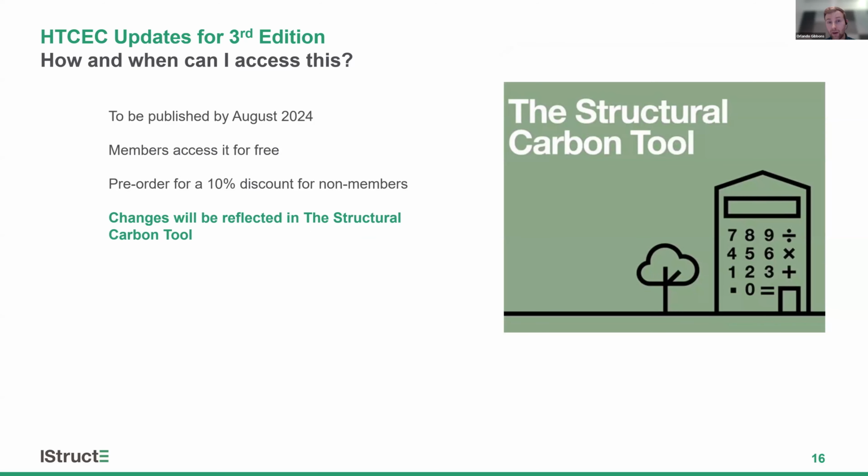So how and when can you access this? It's going to be published at some point in August 2024. The draft went to the publishers this morning, so it's really hot off the press. Members will be able to access it for free, as they always have been able to. You can pre-order for a 10% discount for non-members, and the changes will be reflected in the structural carbon tool, thanks to the great team at Elliott Wood who have been producing that.